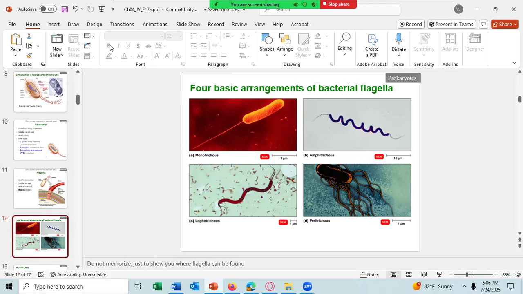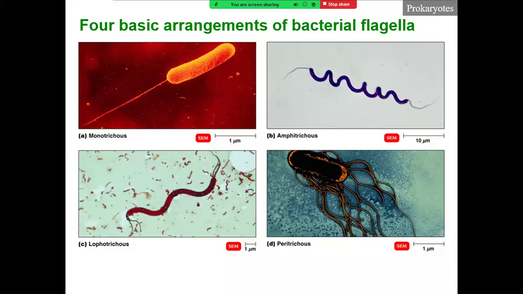You can classify the flagellum from their arrangement on the cell. Let me blow this slide up. So you have monotrichous, and that means there's one flagellum on one end of the cell. Amphitrichous, there's one on each end of the cell. Lophotrichous, there's multiple on each end of the cell. And then peritrichous, there's many of them all over the cell.